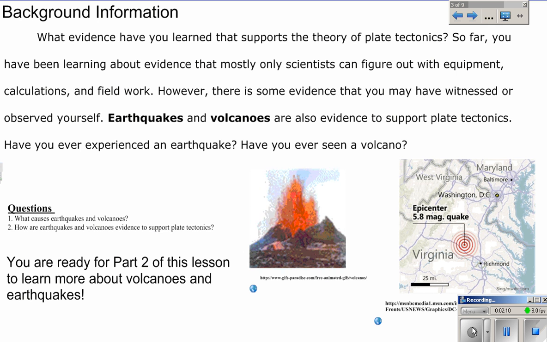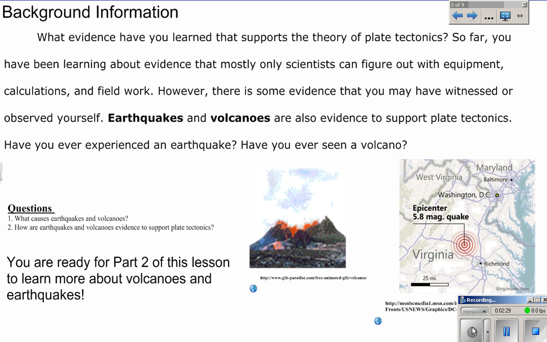There are two questions that we need to think about and answer. The first one, what causes earthquakes and volcanoes? Number two, how are earthquakes and volcanoes evidence to support plate tectonics?